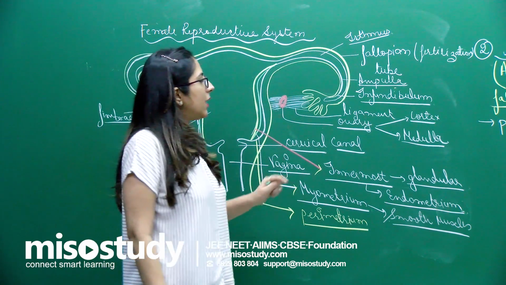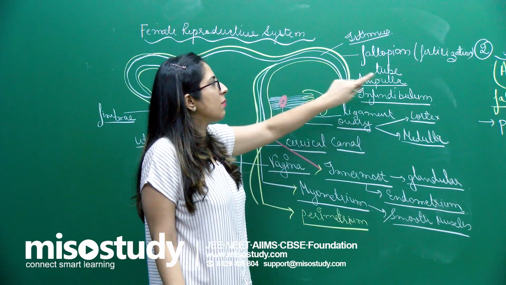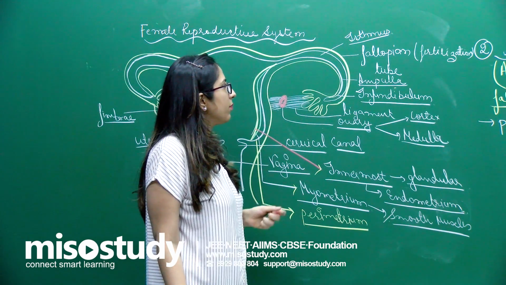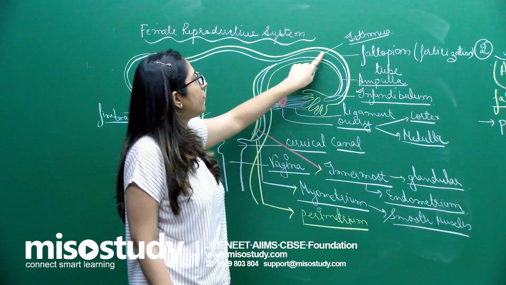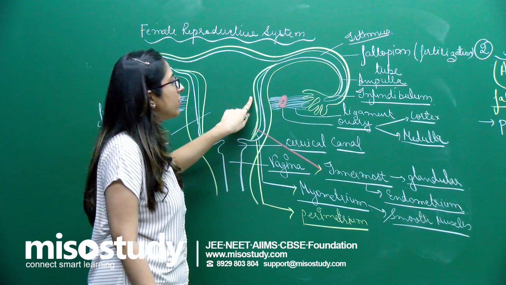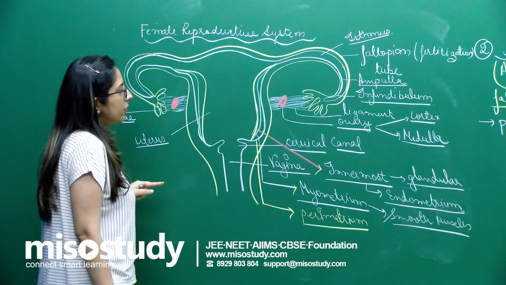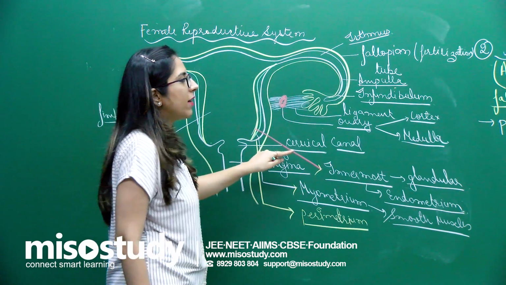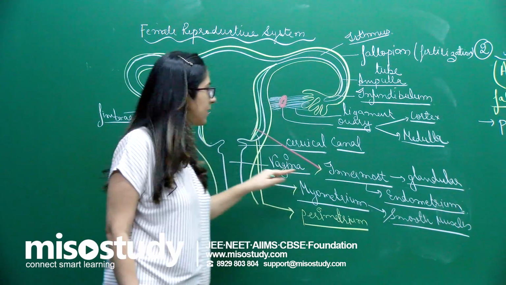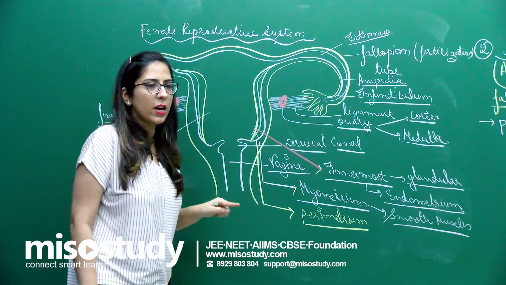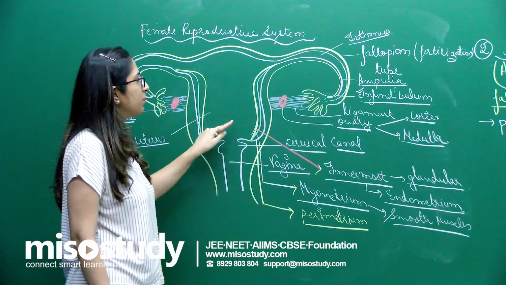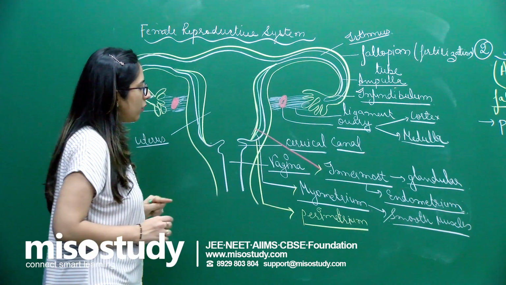When we see the overall diameter, the diameter of the infundibulum is less as compared to the ampulla region. So this is the whole structure. After this, fertilization happens in this region. This is called the cervical canal. The cervical canal is the canal which connects the uterus to the vagina, which helps in the passing of sperm. So this is the whole structure.